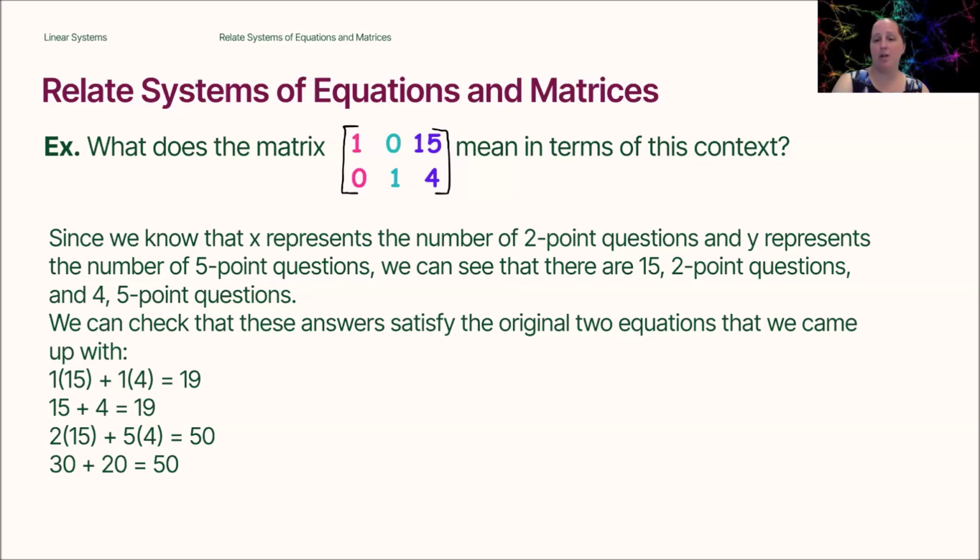You can always check and make sure that those actually satisfy the original two equations that you created. So if I put 1 times 15 plus 1 times 4, do I get 19? 15 plus 4 does equal 19. And then 2 times 15 plus 5 times 4 equals 50. 2 times 15 is 30. 5 times 4 is 20. 30 plus 20 does equal 50.